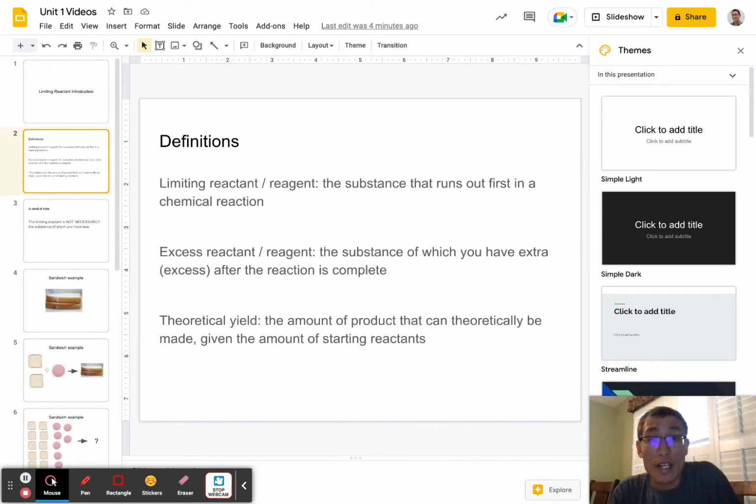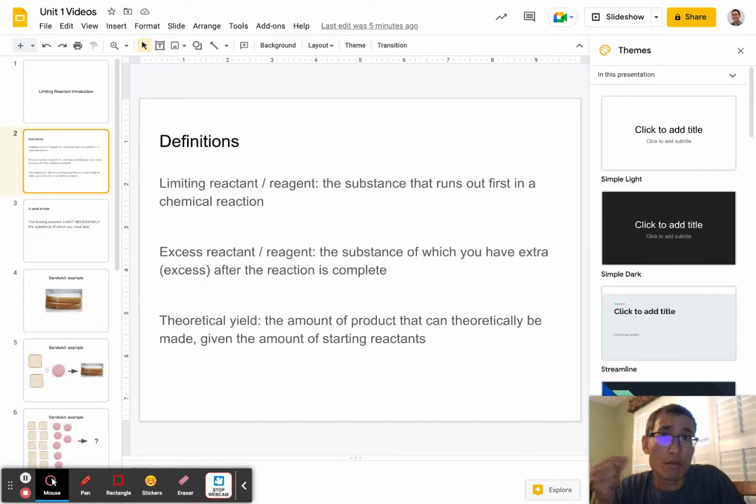So, a limiting reactant or limiting reagent is the thing that runs out first in a chemical reaction. Oftentimes, when you have a chemical reaction, you don't have perfect amounts of your materials. You have one thing that runs out first, and the other thing that's left over is what we call the excess. So the excess reactant or reagent is a substance that you have an extra amount of, or leftovers after the reaction is complete.